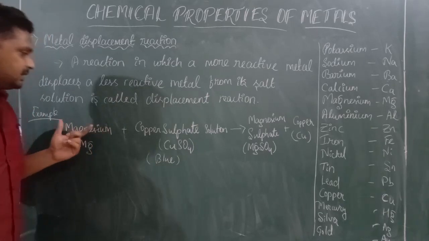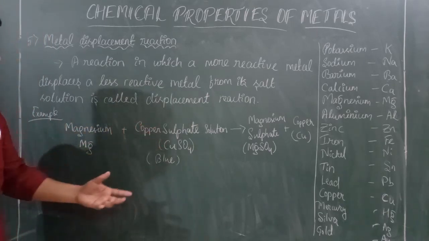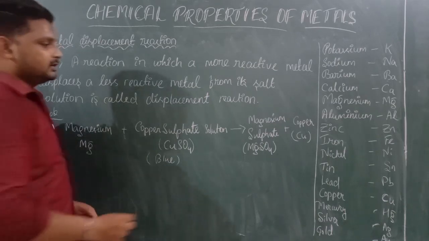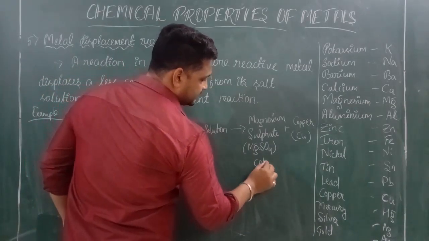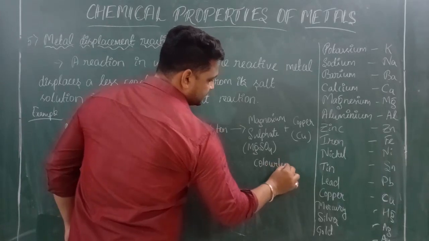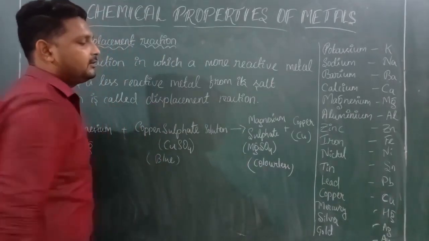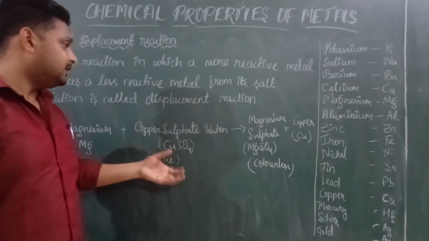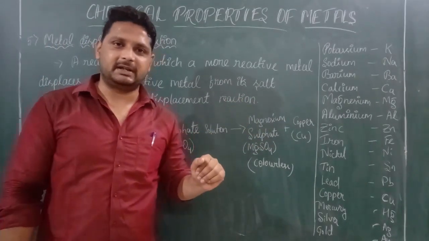For example, magnesium is quite more reactive than copper. So, if you react magnesium with copper sulfate solution, which is blue in color, after some time, the color of the solution becomes colorless or fades. The color fades. That means the solution has converted into magnesium sulfate and copper has been displaced.